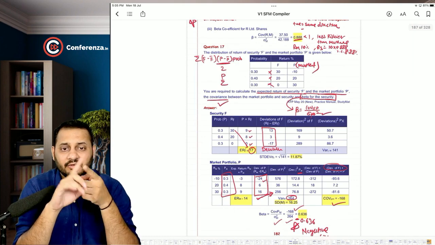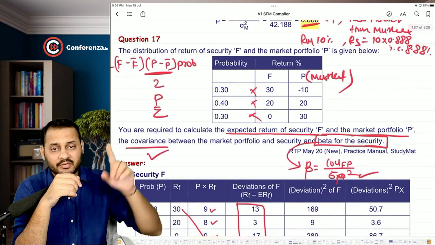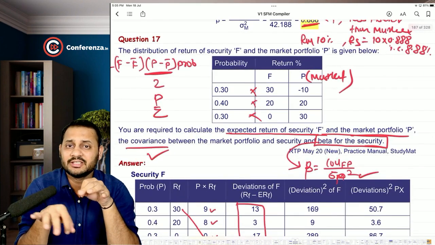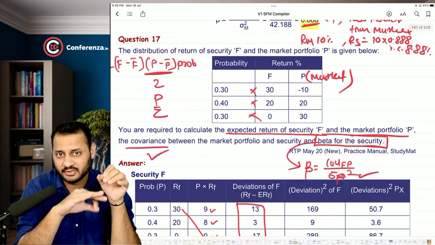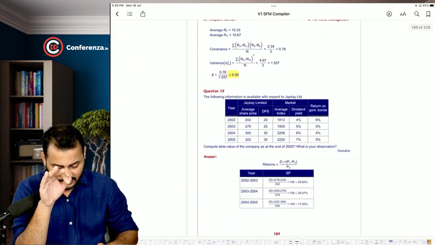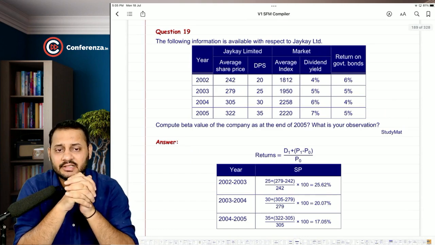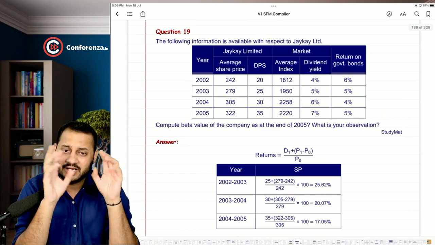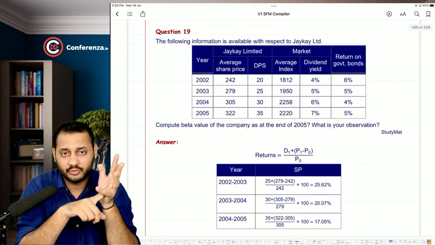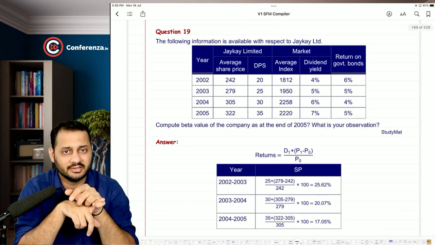Second, whenever the probabilities are given in the question, make sure you are using only the correlation analysis method, not the regression analysis. And in this question there are no probabilities given to you. So at that time you can use the correlation analysis also, or regression analysis.